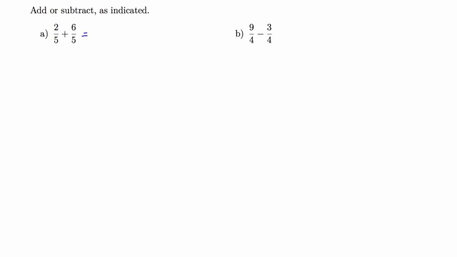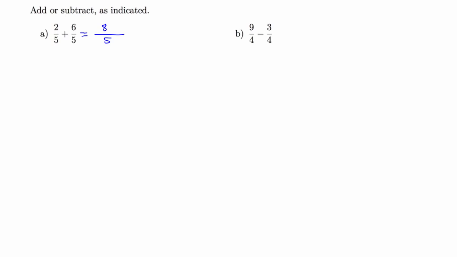Since these are both fractions over 5, we can simply add the numerators. 2 plus 6 gives me 8 over the common denominator of 5. If your fractions have a common denominator from the beginning, all you need to do is add the numerators. The same is true with subtraction.